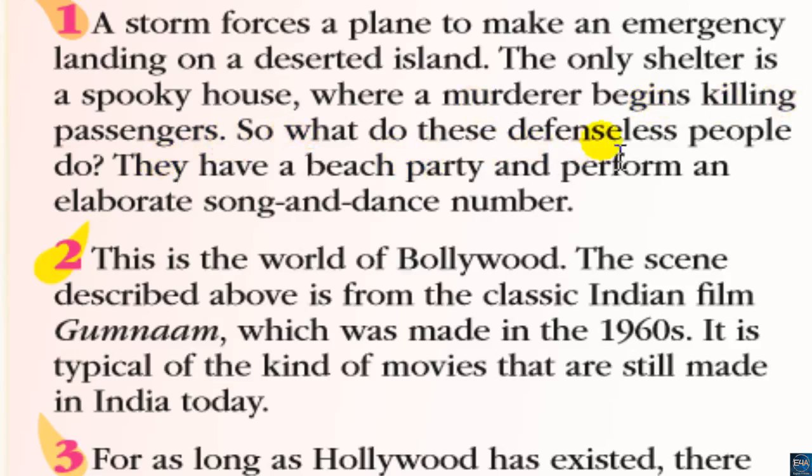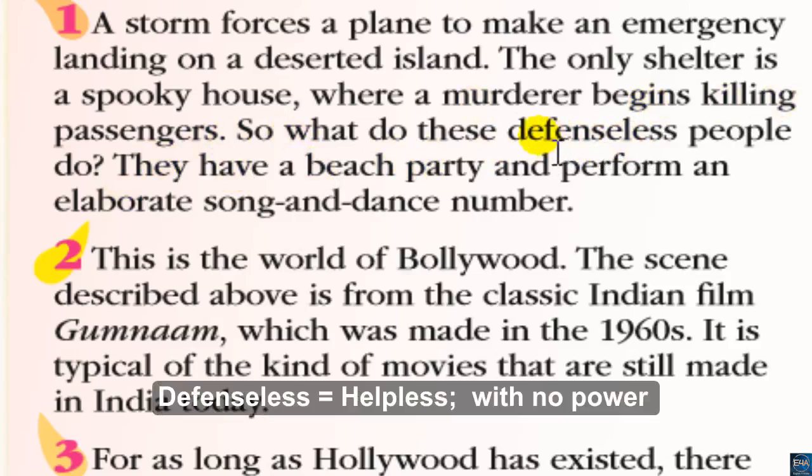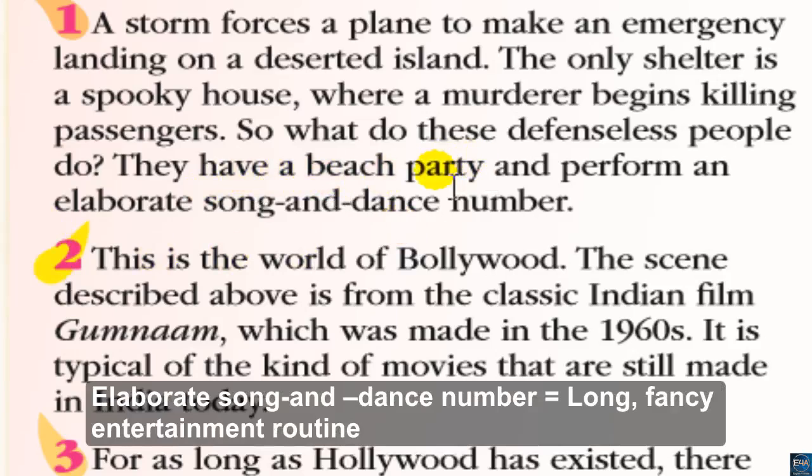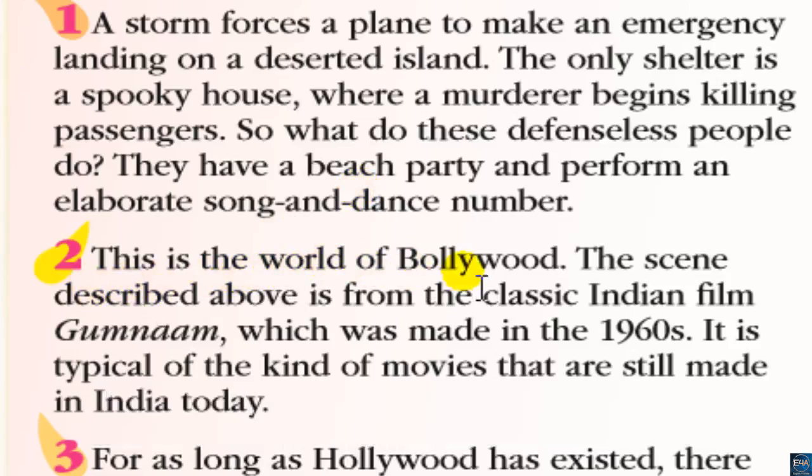So, what do these defenseless people do? Defenseless people who don't have protection. They have a beach party and perform an elaborate song and dance number. So they have a beach party. They have a wonderful party and they started to sing and dance. 2. This is the world of Bollywood. This is paragraph 2. This is the world of Bollywood. The scene described above is from the classic Indian film Gomnam, which was made in the 1960s. It's typical of the kind of movies that are still made in India today. So that was, of course, a scene of one of the movies in 1960s.